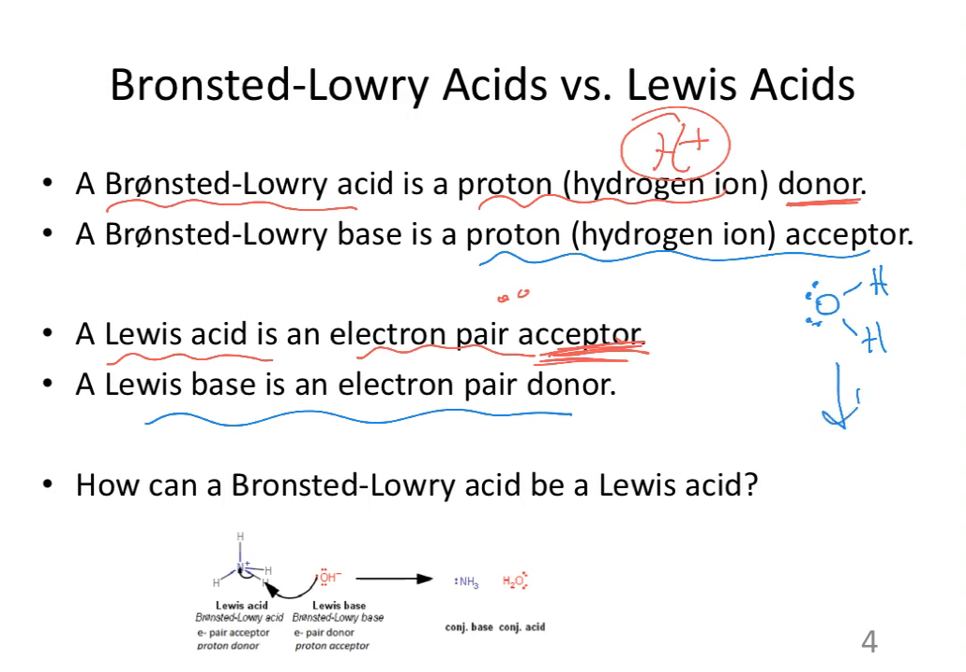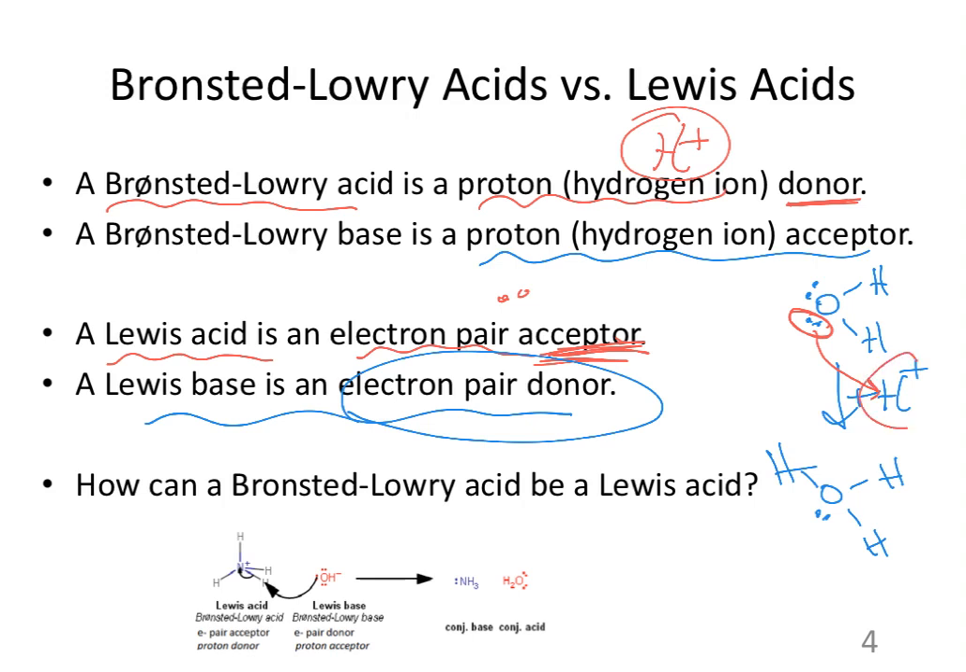As a Bronsted-Lowry base, it's going to accept a proton to become the hydronium ion. But by doing so, it has also donated an electron pair. So let's look at that. What has happened is one of the lone pairs, one of the electron pairs on the oxygen, has been donated to make a covalent bond with this hydrogen ion. So you can look at it both ways. This water molecule is a hydrogen ion acceptor, and it's also an electron pair donor.